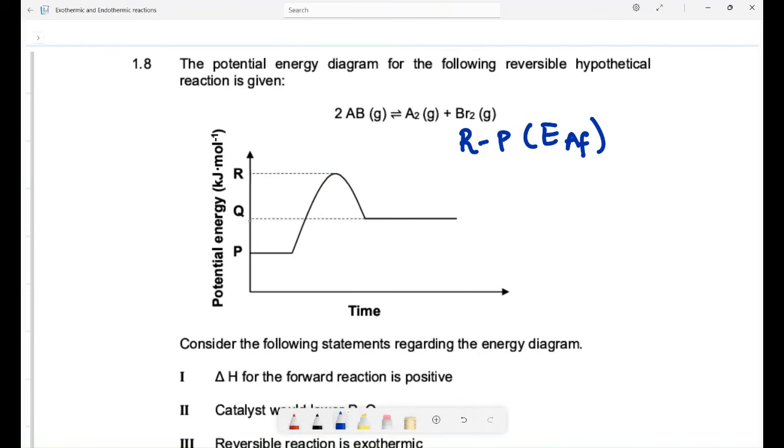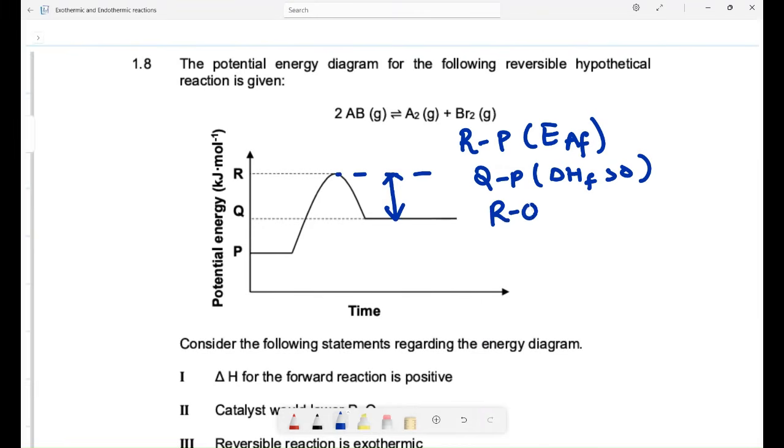Now from Q, which is the energy of the product, to P, Q to P, it is the change in H for the forward, and it is greater than 0. Q to P again. Then another thing for the reverse, it will be what?